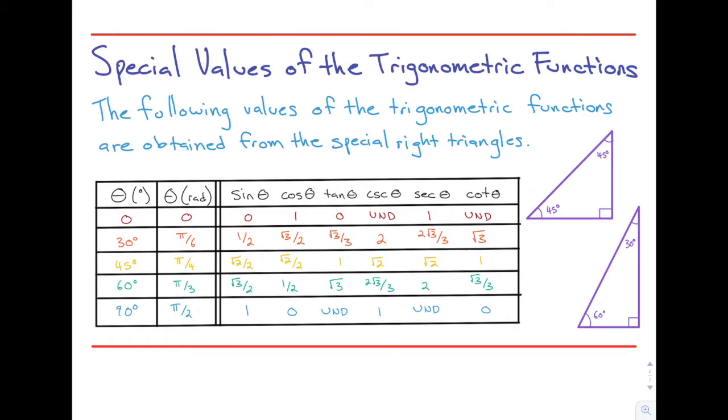The special values of the trigonometric functions. The following values of trigonometric functions are obtained from the special right triangles. So I've drawn two triangles, one a 45, 45, 90, and one a 30, 60, 90 triangle. And then in our first column here, I have theta in degrees, then theta in radians, and the value of each one of our trigonometric functions at these special angles.